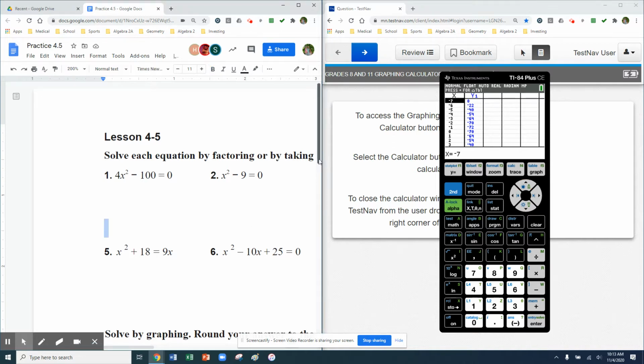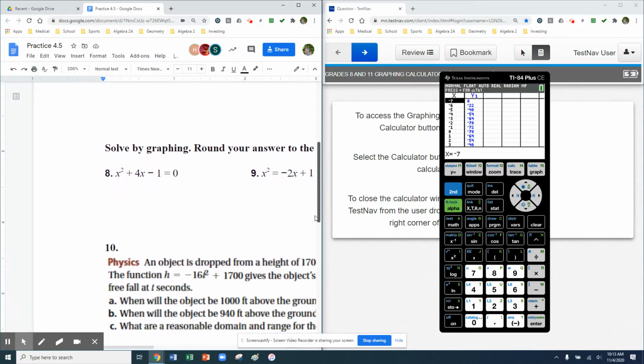Now if we head back to our practice, let's look at number 8. So number 8, we've got x squared plus 4x minus 1 equals 0. So I'm going to put that into my y equals. Then I'll slow down so you can get caught up here. And we graph it. You can see in our graph that we have two solutions. Remember, when you graph it, visually you're looking at where it's crossing the x-axis. Right there and right there are my two solutions.